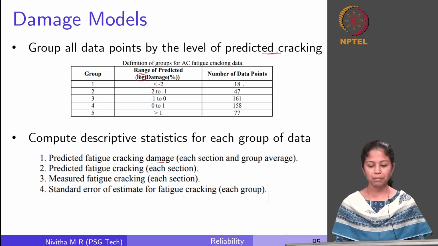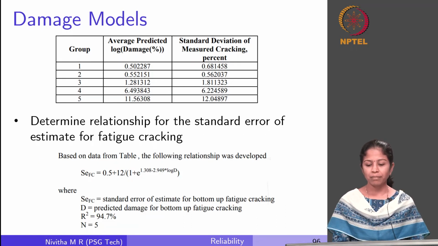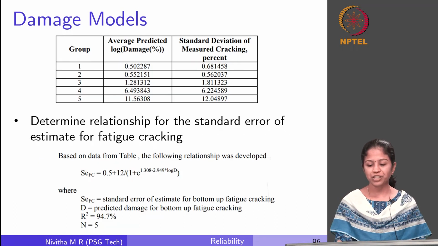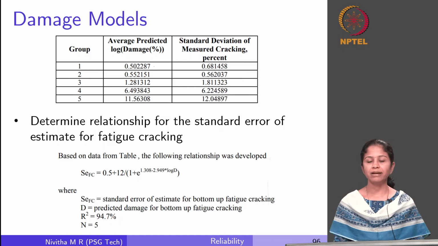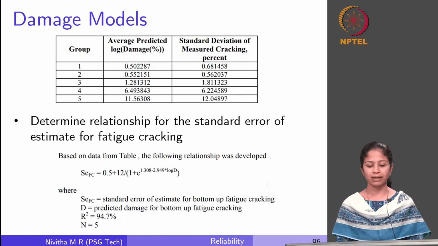So, all these parameters are computed, and here the standard deviation is also given. So, this is for each of the groups, the average predicted value and the standard deviation of the measured value. That is also plotted here. Based on this, a relationship for the standard error is estimated for fatigue cracking, right.